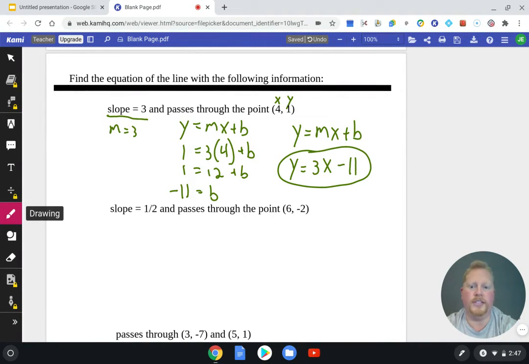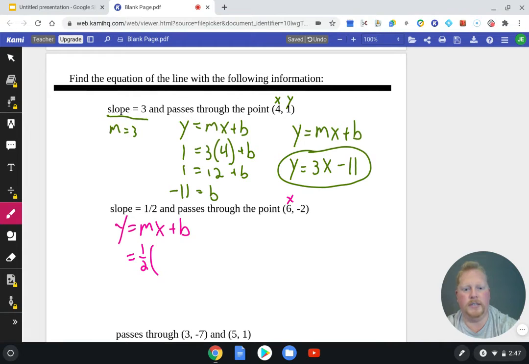Now, this is going to work the same way. We're going to take all the information that we have, plug it into y equals mx plus b. So my slope is my m value. My x value is 6, and my y value is negative 2. So 6 goes in for x, plus b. Make sure that plus b is in there. And negative 2 goes in for y.